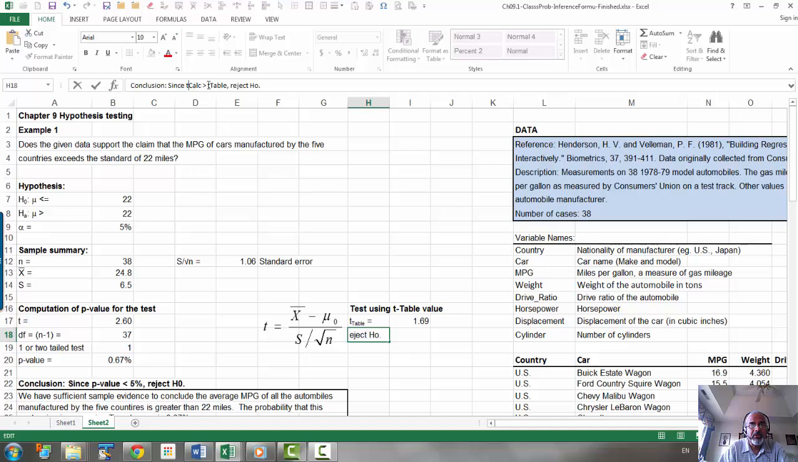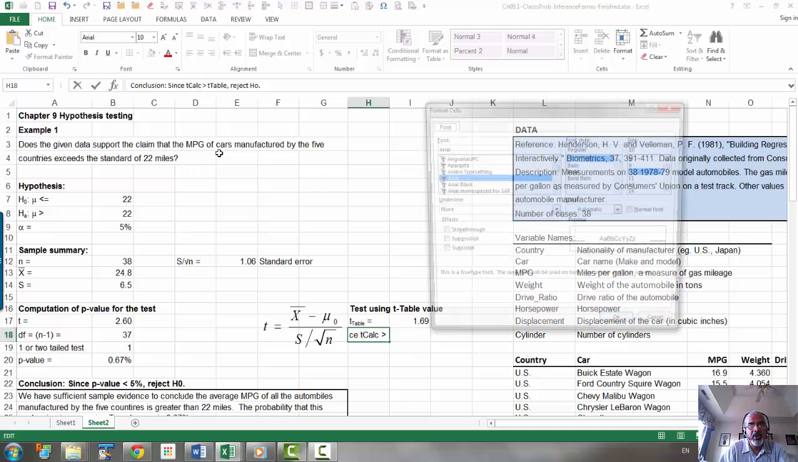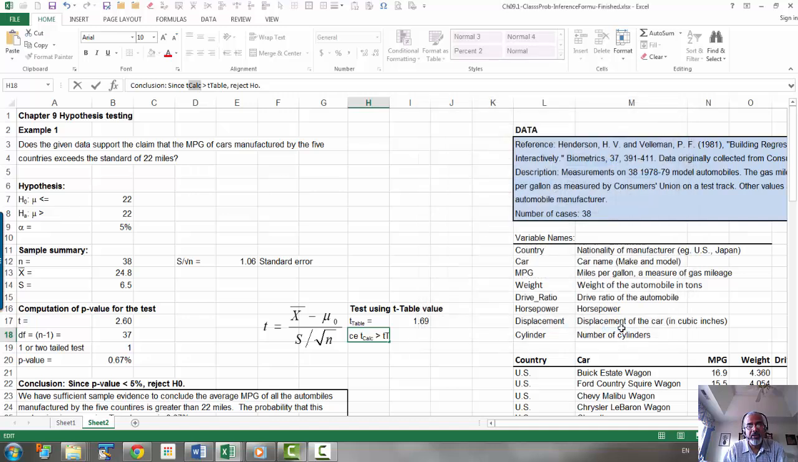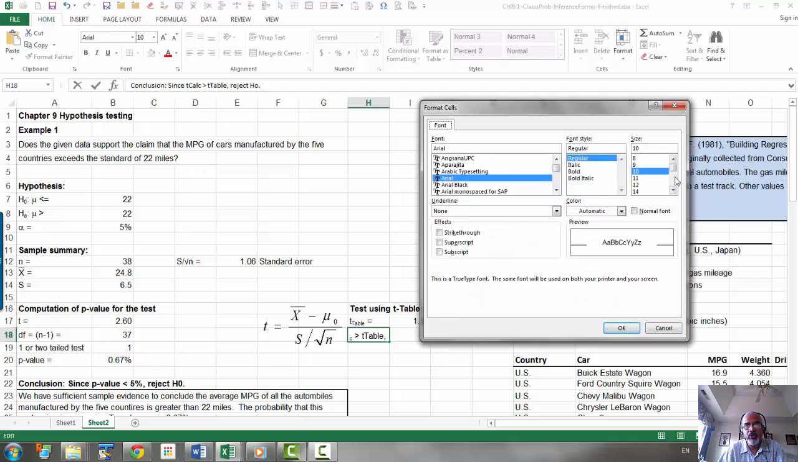So let's subscript this. Control 1, and select subscript. Highlight what needs to be subscripted, then press control 1. So highlight what needs to be subscripted, control 1 to open the format screen, and then subscript.